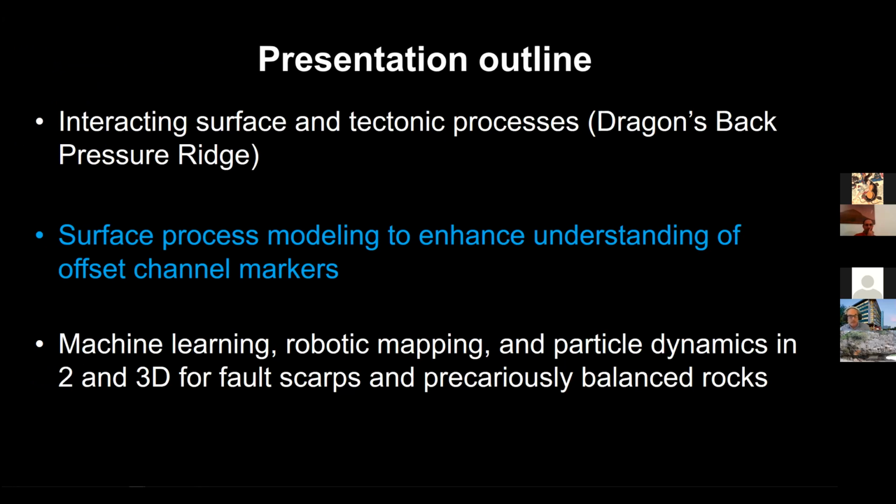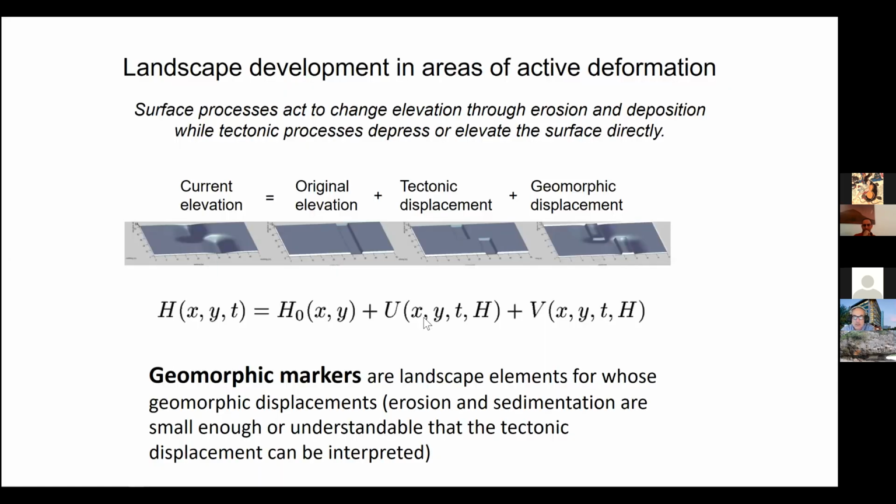So the second thing is surface process modeling to enhance understanding of offset channel markers. Let's go back to our diagram here. In this case, we want to talk about geomorphic markers, or offset channels, which are landscape elements for which geomorphic displacements, erosion and sedimentation, are small enough or understandable enough that the tectonic displacement can be interpreted.